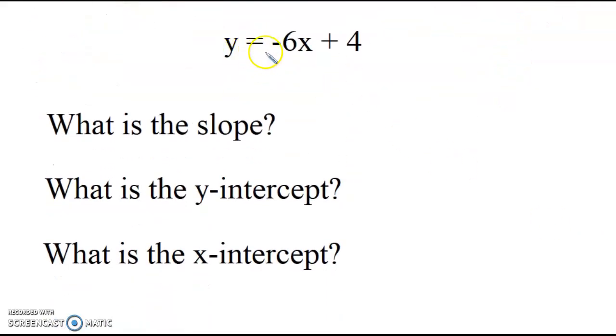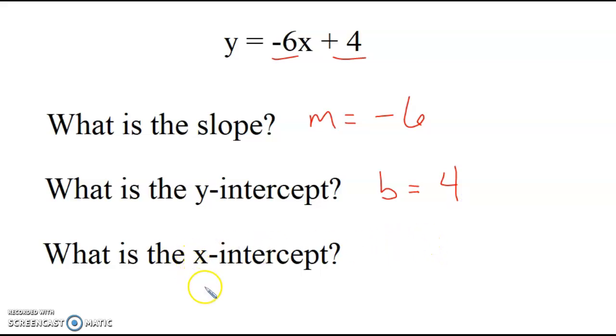If we're given y = -6x + 4, this is already in slope-intercept form, y = mx + b. What is the slope? Well, slope is multiplying times x, so right there, our m, or our slope, is negative 6. What's our y-intercept? Here's our b value, so our y-intercept is positive 4.